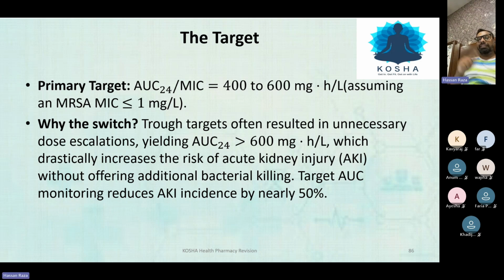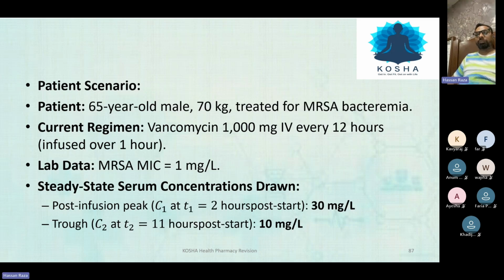And if it is less than 400, then you have to increase the dose. And if it is more than 600, then you have to decrease the dose, or you can change the interval as well. So, historically it was a tough target, but now the area under curve should be 400 to 600 per hour. So this is the scenario.